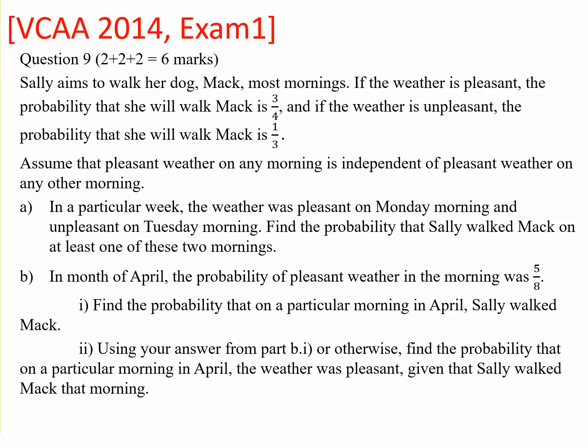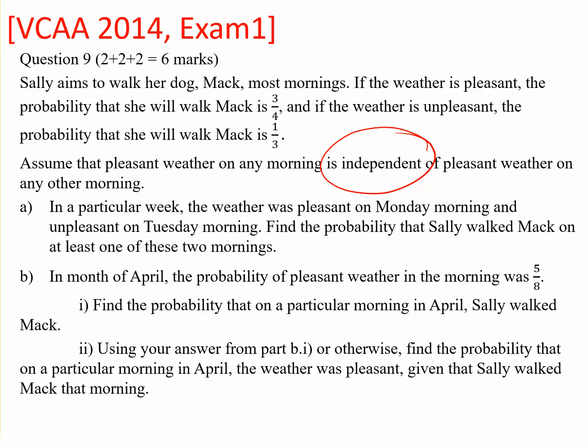It says, assume that pleasant weather on any morning is independent of pleasant weather on any other morning. Now I can imagine students sitting there at the end of the year in 2014 going, what is that line saying? And all it's saying, if you understood what I said before about independent events, if you think about the example I said about Mr. Tran tripping over the stick, it means that day 1 he trips, day 2 he trips, day 3 he trips, it doesn't matter. It doesn't affect the next day.